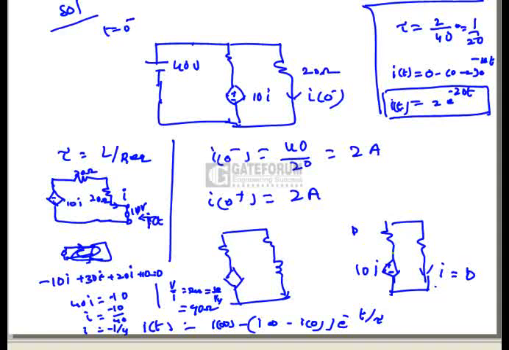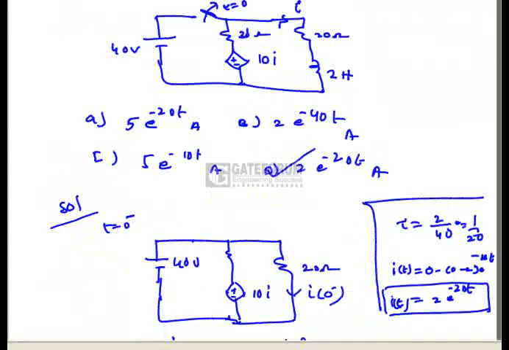After finding that, we know the formula for the current I at t greater than 0 is final value minus initial value into e power minus t by tau. Here tau is L by R. The important thing is to find the R equivalent, which can be found with the help of this method. We found that R equivalent equals 40 ohms. Then we directly substitute in the equation and get 2 into e power minus 20t. So we have to go for option D. This is our right option.